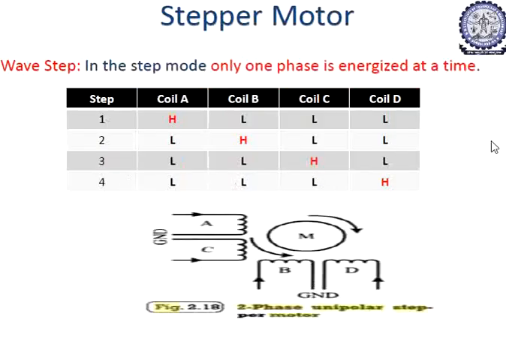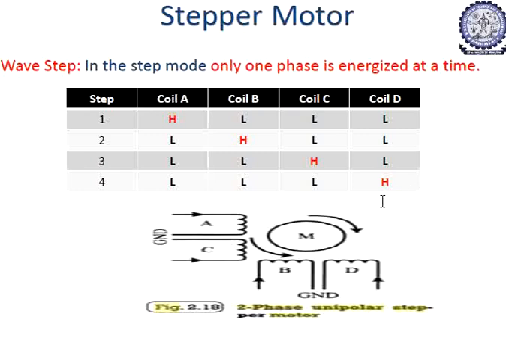In the wave step, only one phase will be energized here. We are going to give the positive polarity to one phase. So if coil A has positive polarity, the rest of the phases we keep low. Then one coil of winding has started. If in the second step coil B is energized, obviously the rest of the polarities will be connected to negative, connected to ground.